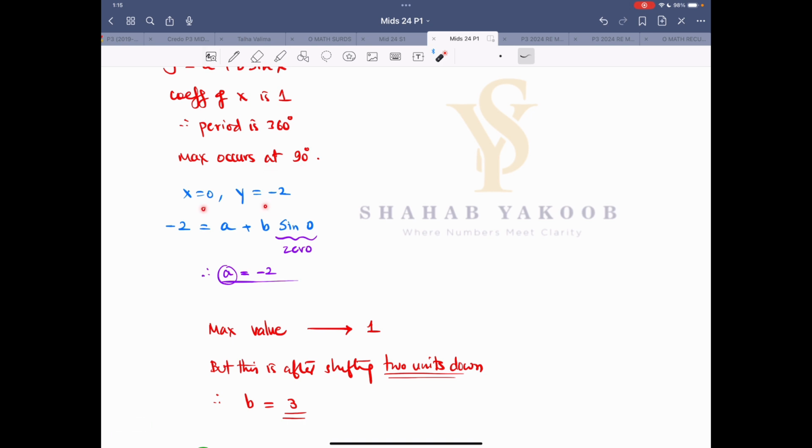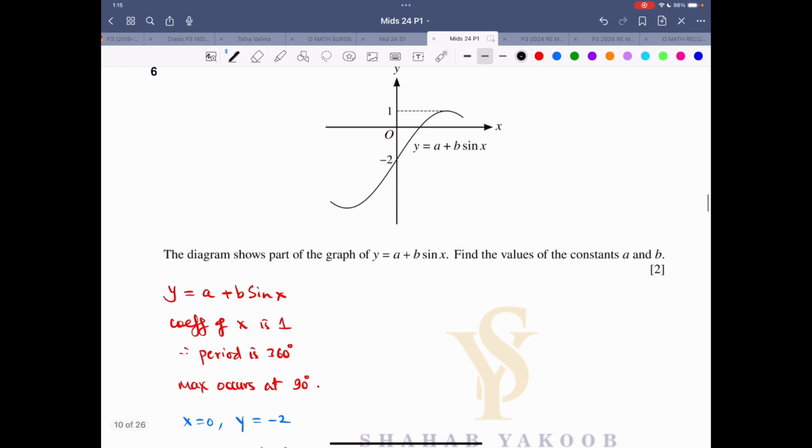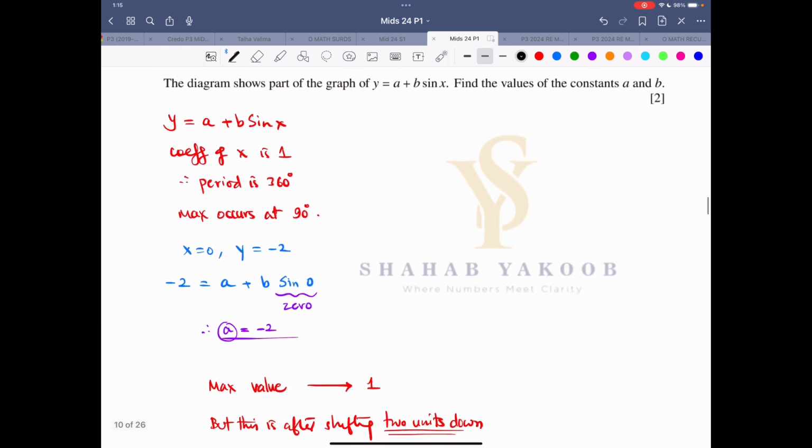When x is 0, y is minus 2. So one point that I have over here is 0 and negative 2. And the other point, I can either write down pi by 2 and 1, or I can write down 90 degrees comma 1. So these are the 2 points on which I'll base my working.